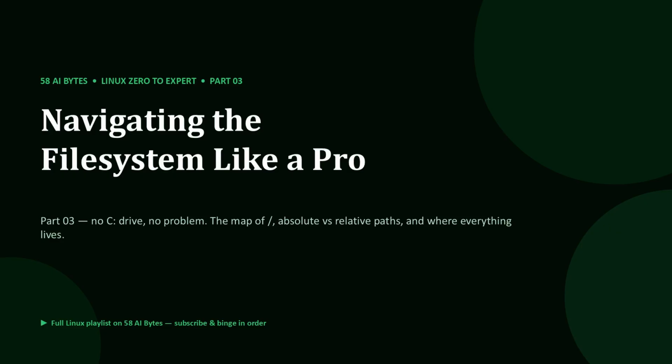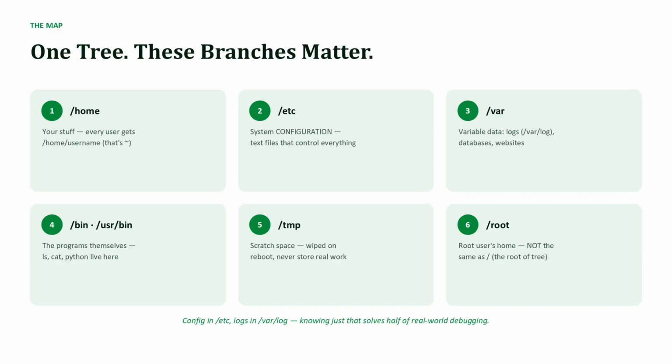Let's go. Here's the map. Everything starts at /, called root, and branches from there. Same layout on every Linux machine on Earth. /home holds each user's personal folder. Yours is what the tilde points to. /etc is system configuration, plain text files that control everything from networking to which users exist. /var is variable data, and its star is /var/log, where the system writes its diary. When something breaks, you look there first.